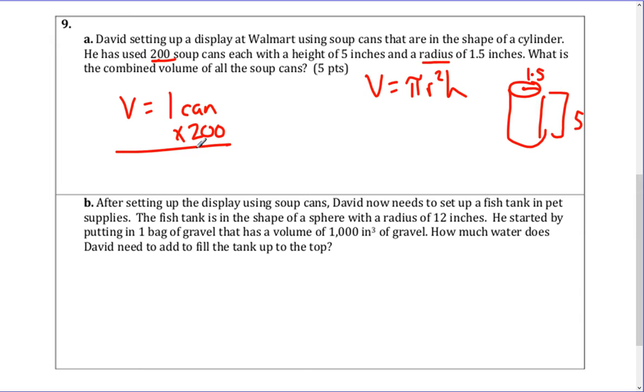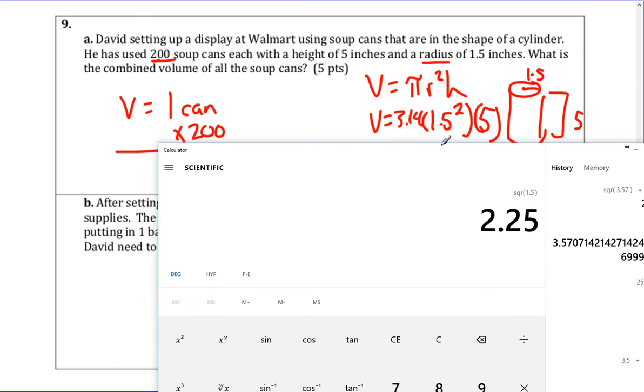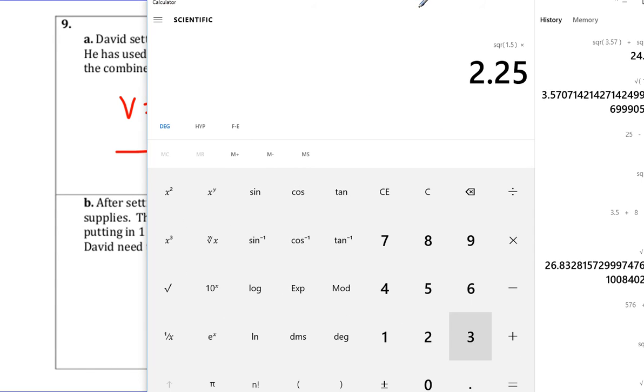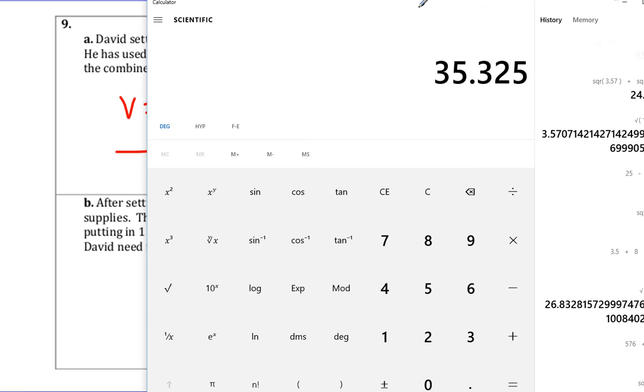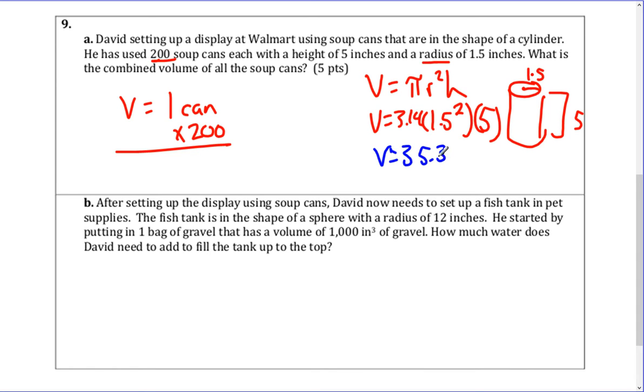So here's one can. Here's the volume formula. Let's go to town. Pi is 3.14. My radius is 1.5 squared. My height is 5. So I squared my radius, I did 1.5 squared times 3.14 times, what was the height? 5 equals 35.325. Volume equals 35.325. That is the volume of one can.